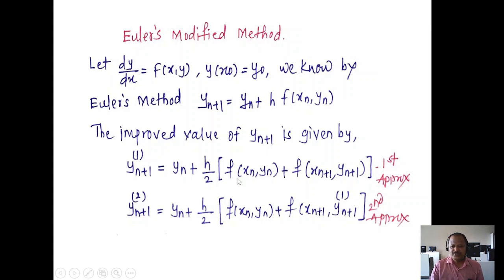Now, you see the formulas here. yn remains the same, h by 2 is the same, f of xn comma yn is the same, and f of xn plus 1 is the same; the change is only here. So, this y1 you can find by Euler's method, and the first approximation of y we have to find by the modified Euler's method.